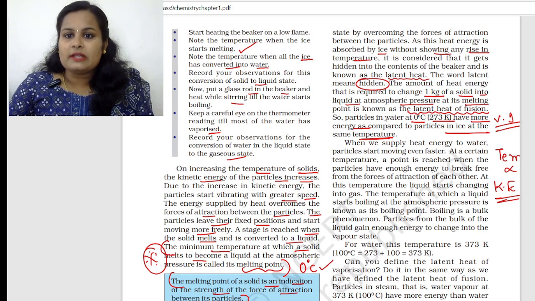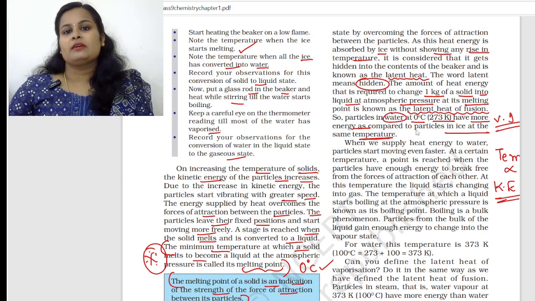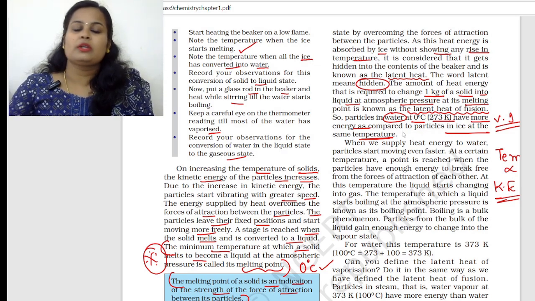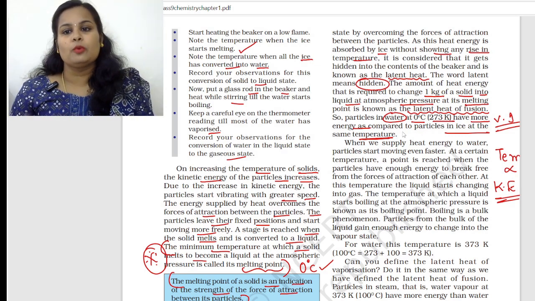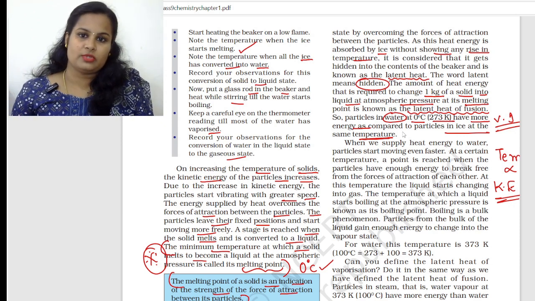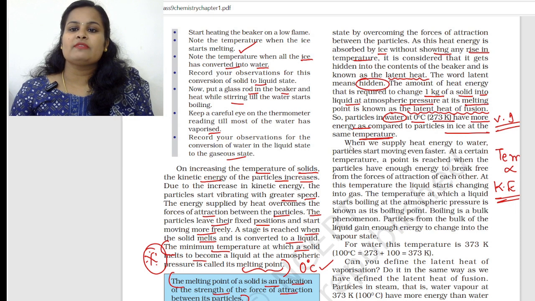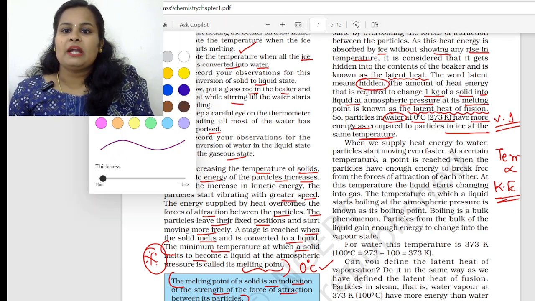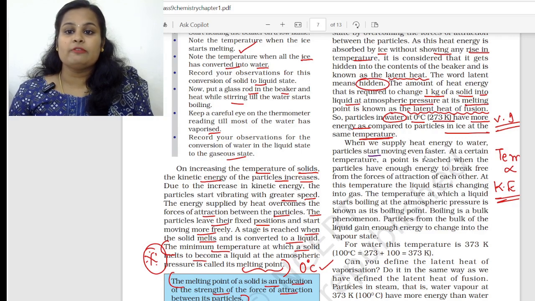Okay, so the particles in water have more energy. Why? Because the energy in water when compared to that of ice is more, and that is stored in the form of latent heat, we would say. Now the next one: when we supply heat energy to water, particles start moving even faster.